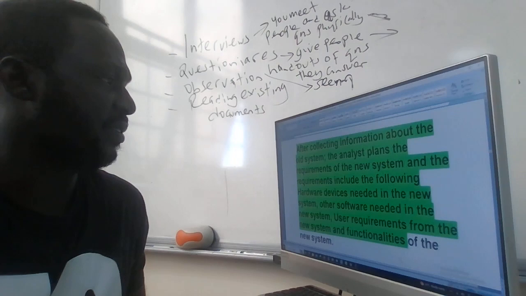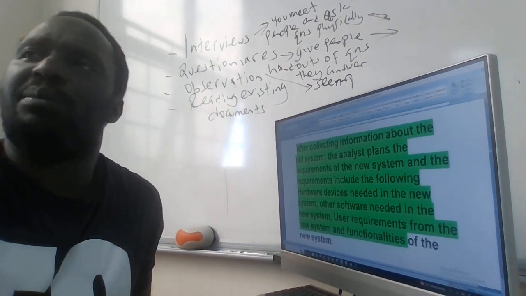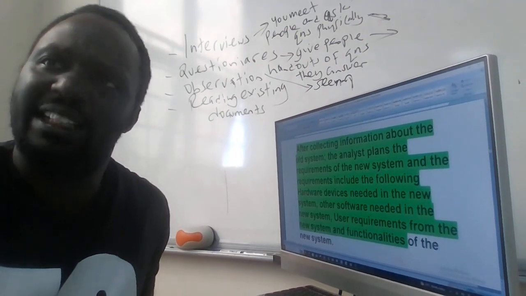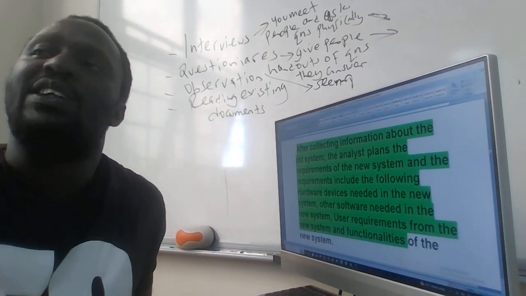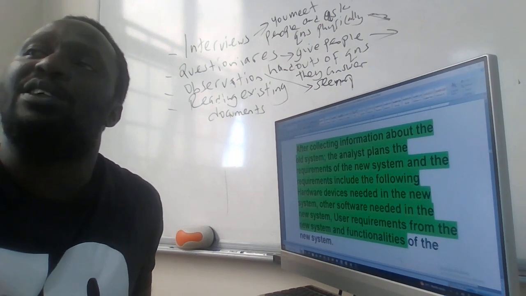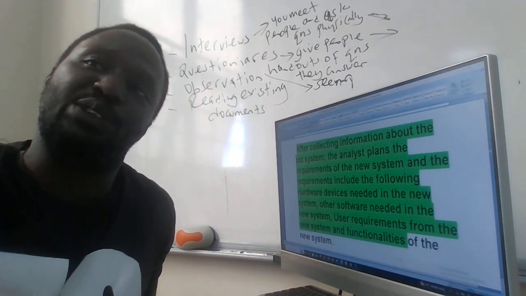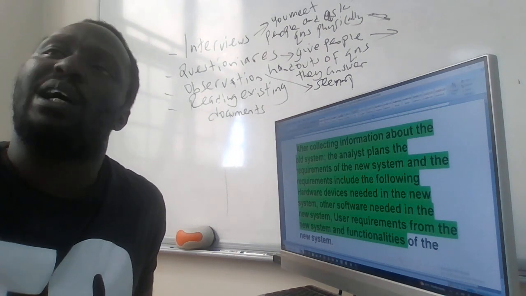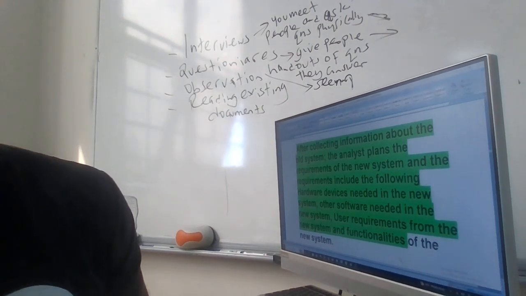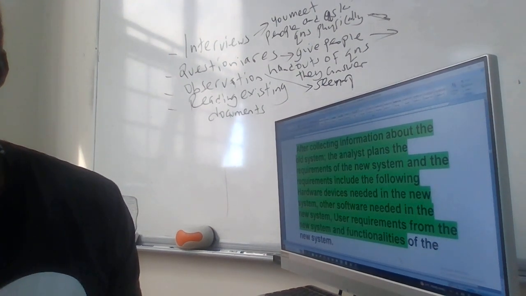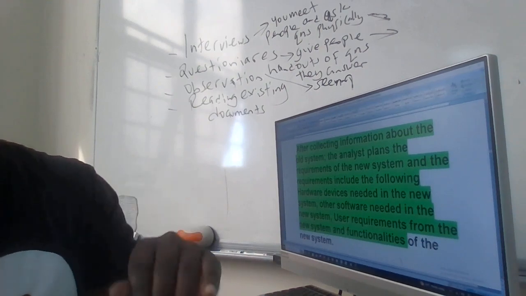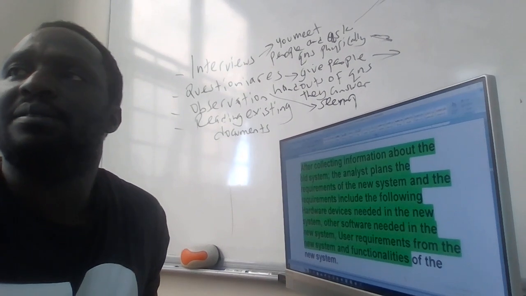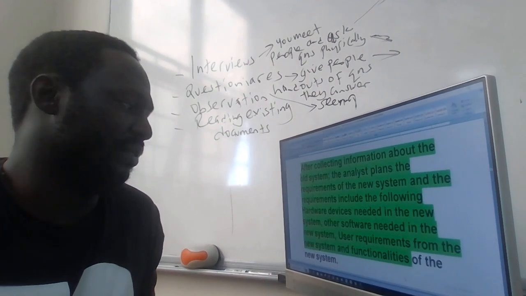Now, after collecting information about the old system, the next task you do in system analysis, because system analysis has two things: you study the old system and you plan the requirements of the new system. So after getting information about the old system, you plan the requirements of the new system. So your next line should be planning the requirements of the new system. Write it down.